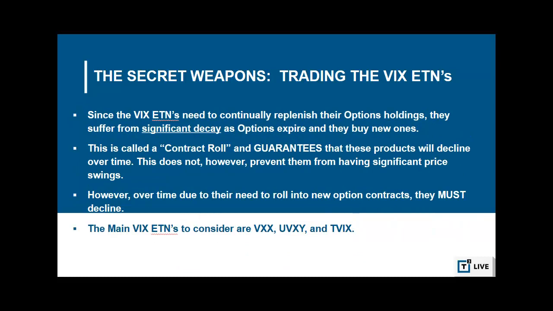Since the VIX ETNs need to continually replenish their options holdings, they suffer from significant decay as the options expire and they have to buy new ones. It's called a contract roll, and it guarantees that these products will decline over time. They don't have a choice. Now, this does not prevent them from having significant price swings. They can go up a lot, as I'm going to show you. However, over time, due to their need to roll in new option contracts, they must decline.